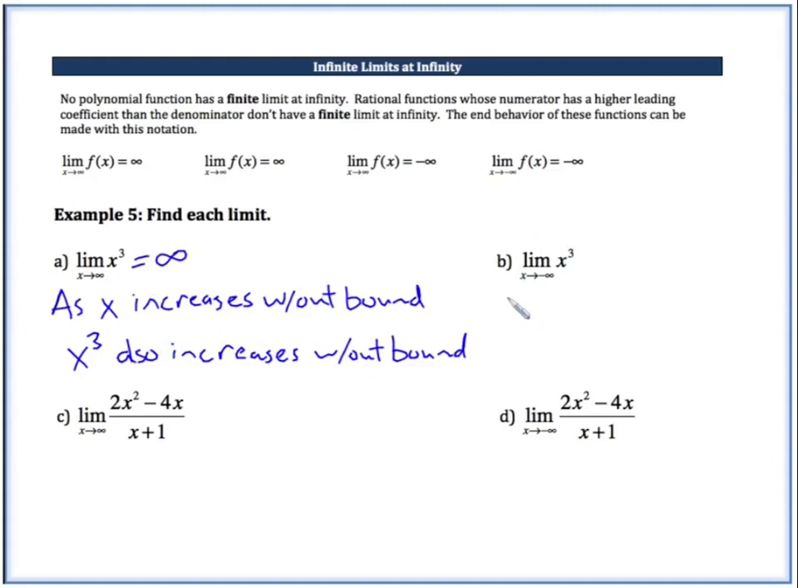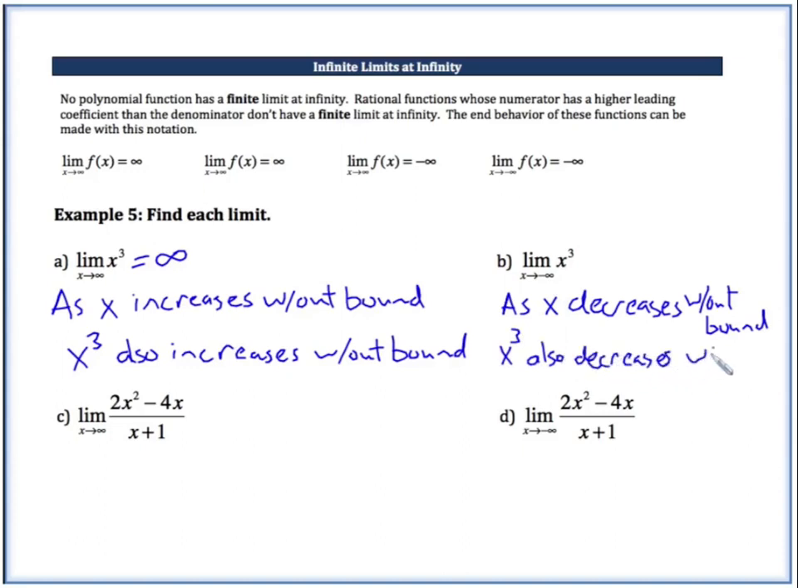For letter B, here, as x decreases without bound, and it decreases because we're going to negative infinity, what happens to x cubed? Well, we know when we cube a negative number, it stays negative. And so x cubed also decreases without bound. And so this one we can say equals negative infinity.